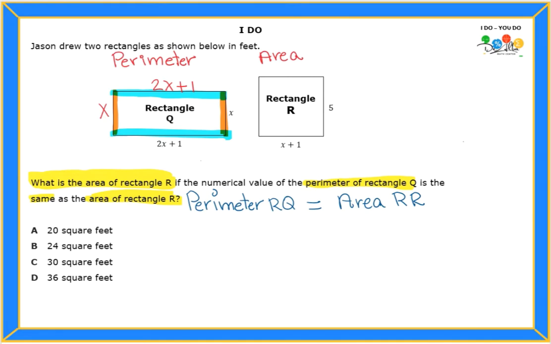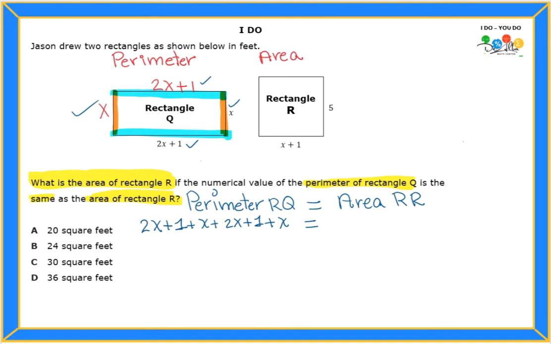So I'm going to start with 2x plus 1. I'm going to write it down over here: 2x plus 1. Then I'm going to go on to plus x. Then I'm going to go down to plus 2x plus 1. And the last one is plus x. Okay, so I got all my perimeter for the rectangle Q. And we can work that one first if you want to. But I also want to write down the area for the rectangle R.